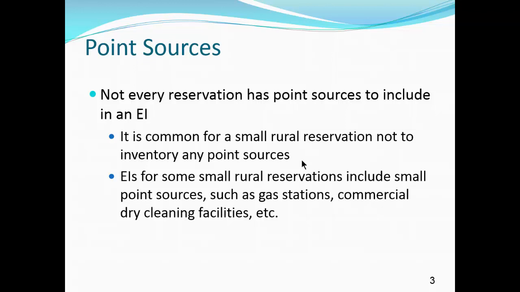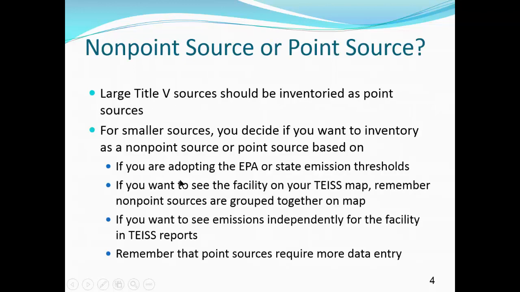Point sources are more problematic, but it also might be that you can already have information about point sources from another place, like a permit application, and then in that case it's not so difficult. So obviously, those of you who have large Title V sources should inventory them as point sources. And again, that won't be so difficult. It'll be a lot of information, but the information will be available. You won't have to track it down for sure with the Title V source.